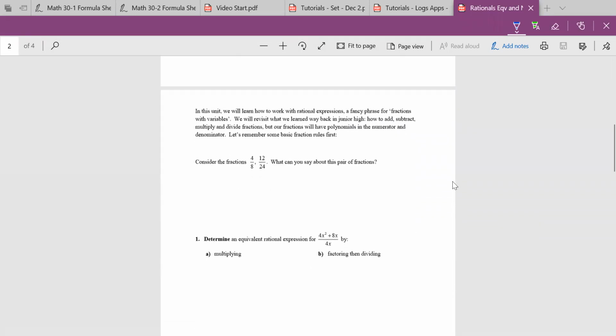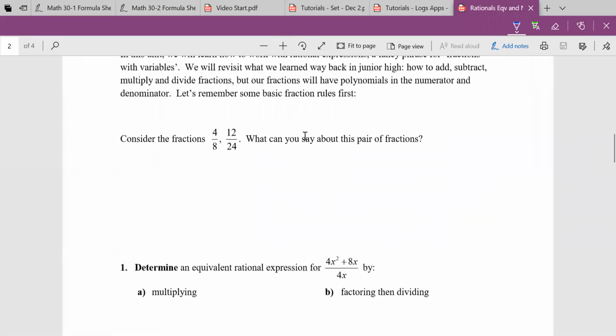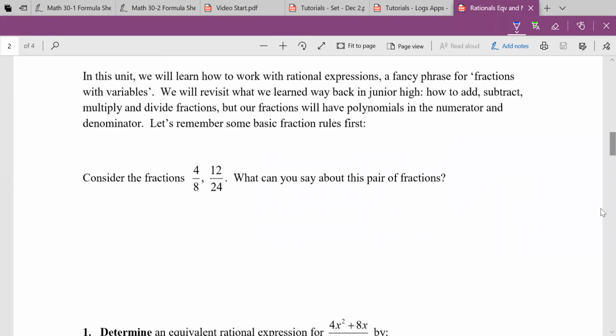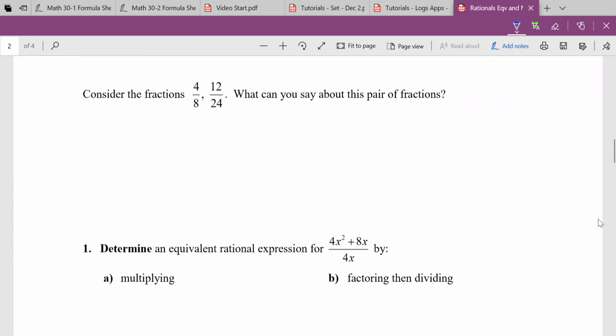Before we start thinking about grade 12, though, let's think a little bit more about what we know about fractions from when we were little kids. Really, friends, a rational expression is just a fraction, and it's going to follow the exact same rules of adding, subtracting, multiplying, and dividing that we had when we were in elementary school. The only difference now is that we're going to have polynomials in our numerator and our denominator. But before we look at those, let's just go back and remember some basics.